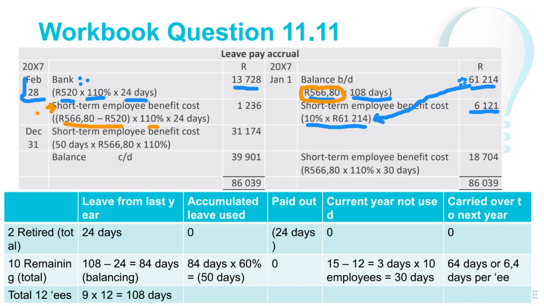So we increase it by 10%, because remember, these amounts that we are working with are the prior year amounts. So there's no increase. And we multiply it by 24 days, because only those days so far were used up or paid out. So as a result, we're going to get that adjustment that's going to decrease the provision.